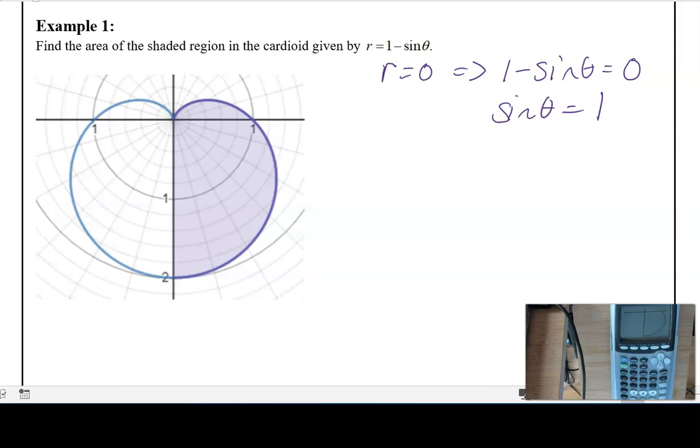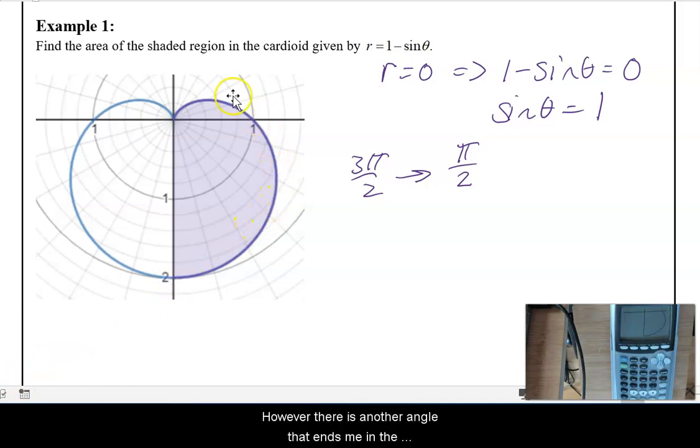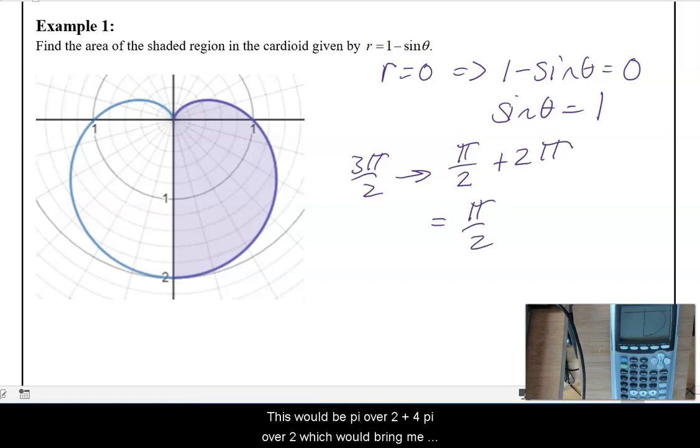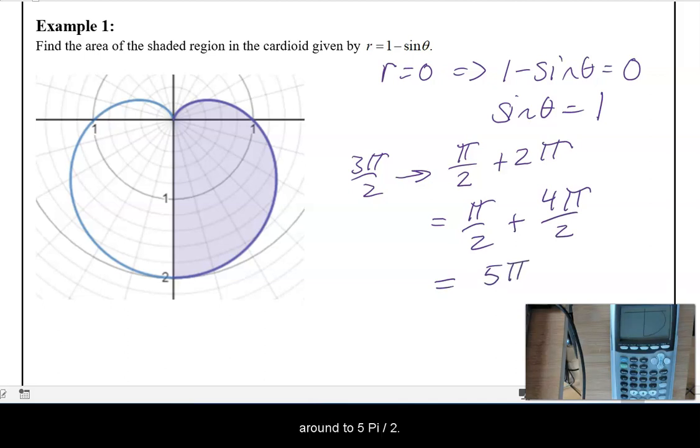Now there are infinitely many angles whose sine is 1, but the most obvious choice would be pi divided by 2. However, if I were to tell it to go from 3 pi over 2, I cannot tell it to then go to pi over 2. That will not continue it in a smooth arc. However, there is another angle that ends me in the same place as pi over 2, but occurs after 3 pi over 2, namely 5 pi over 2. In other words, we need to add on a multiple of 2 pi. This would be pi over 2 plus 4 pi over 2, which would bring me around to 5 pi over 2.